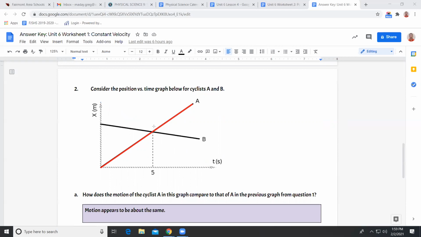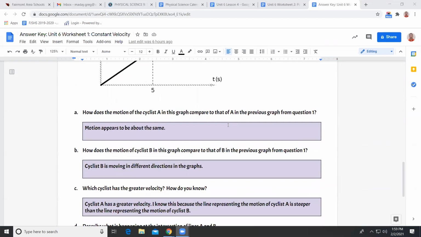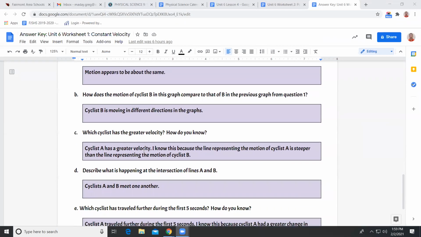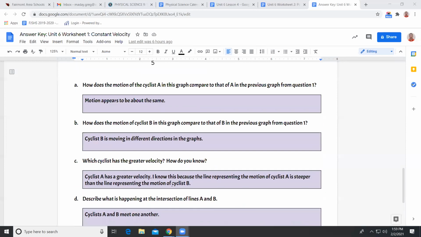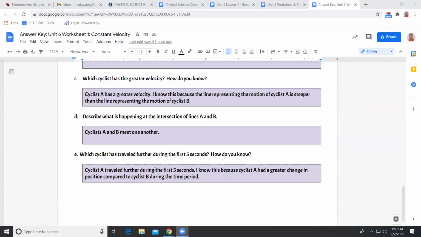But according to this question, since we're comparing A to B, A is traveling at a higher rate of speed due to the fact that it has a steeper slope. That's a key thing when we're looking at velocities: we're looking at the slope of the line. Okay, so here it says, cyclist A has greater velocity because the line representing the motion of cyclist A is steeper than that of cyclist B. Next question says, describe what is happening at the intersection of lines A and B.